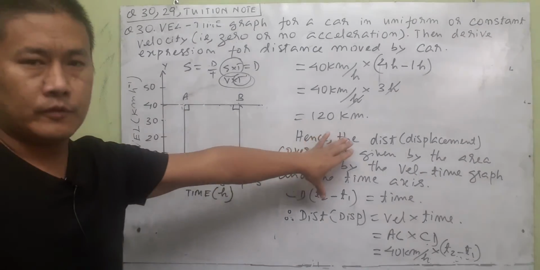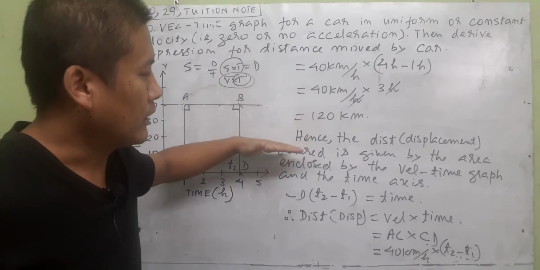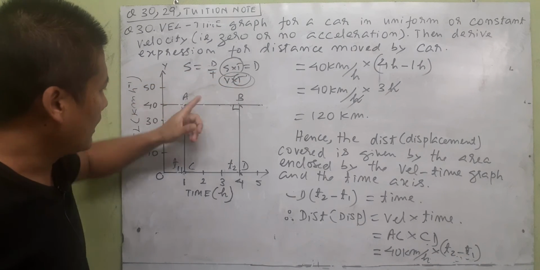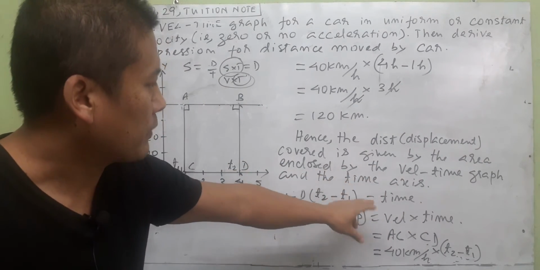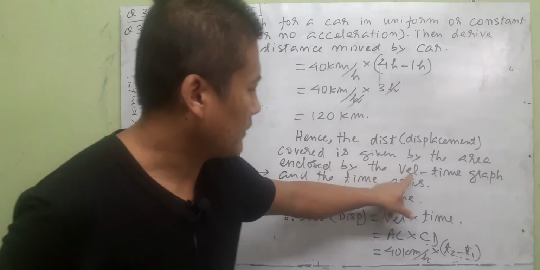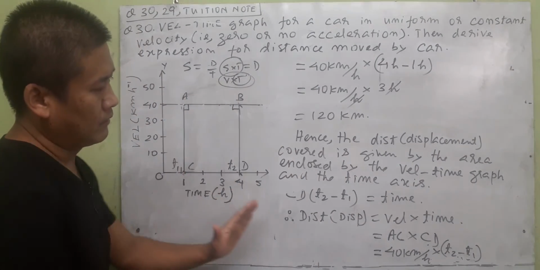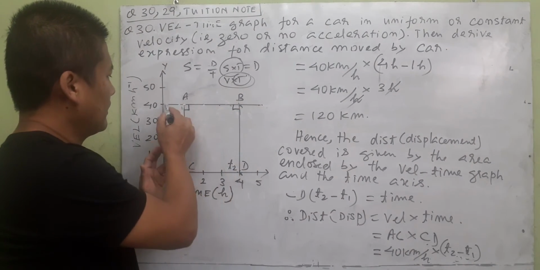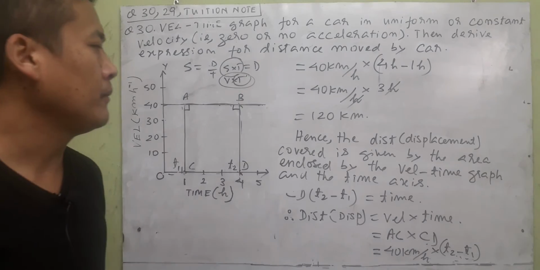So today we learned that when a car is in uniform motion, the distance traveled by the car is given by the area enclosed between the velocity time graph and the time axis. Hence the distance covered by this car is given by the area enclosed by the velocity time graph and the time axis. We can see AC into CD means the area of the rectangle, which is the figure enclosed between the velocity time graph and the time axis for the time period T1 and T2. That is what we learned.